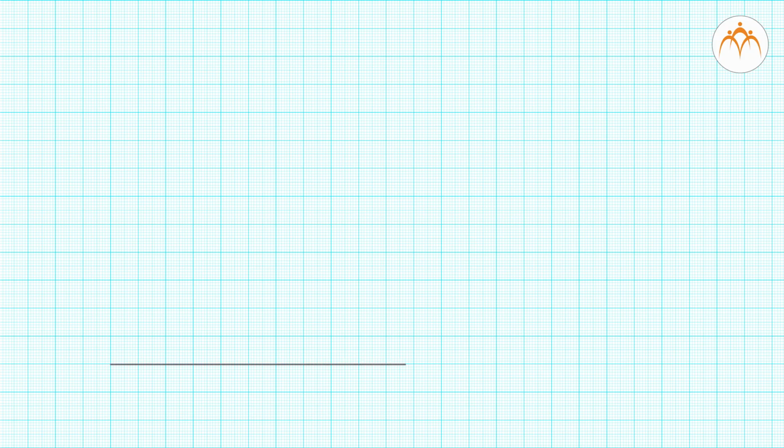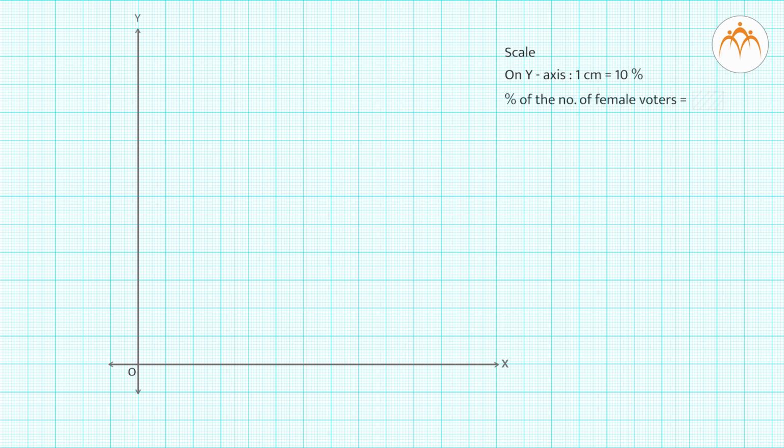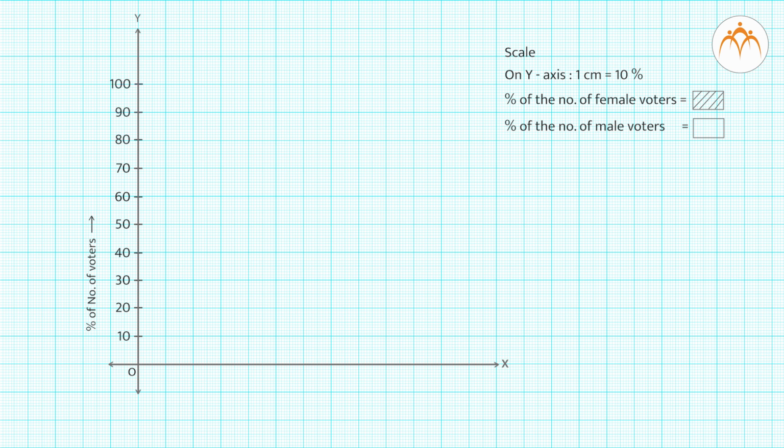Let us draw the x-axis, y-axis and the origin O on a graph paper. Let us determine the scale as 1 centimeter is equal to 10% on the y-axis. Let us write the symbols for female and male voters below the scale. Then let us mark numbers 10, 20, 30, 40, 50, 60, 70, 80, 90 up to 100 on the y-axis according to the scale.